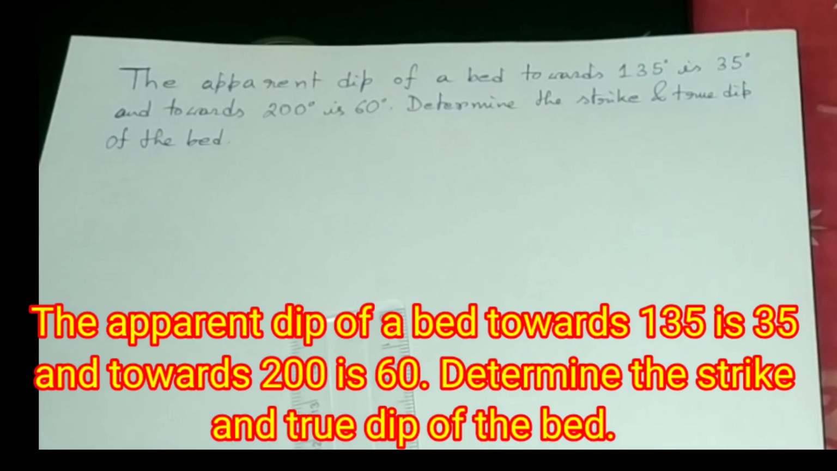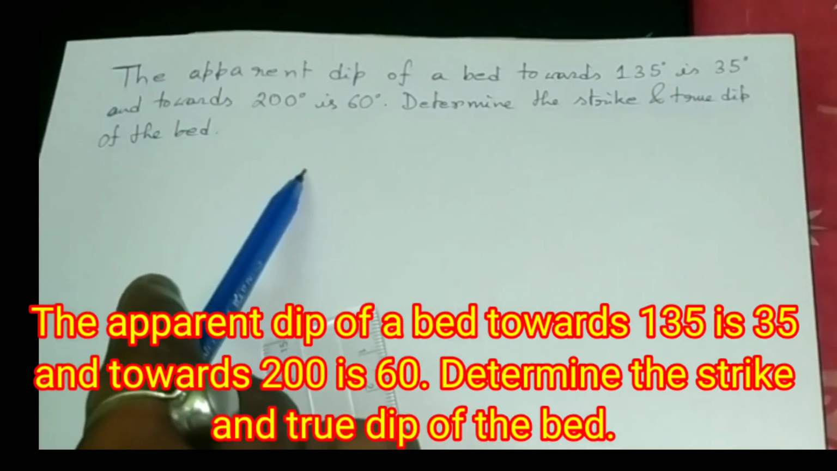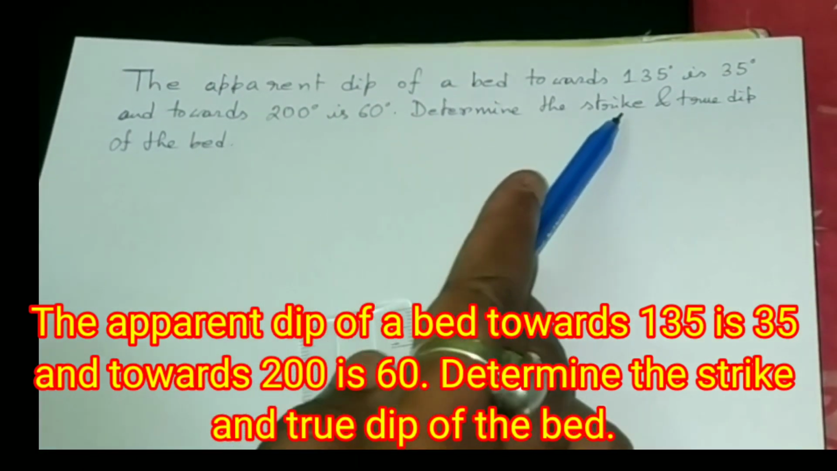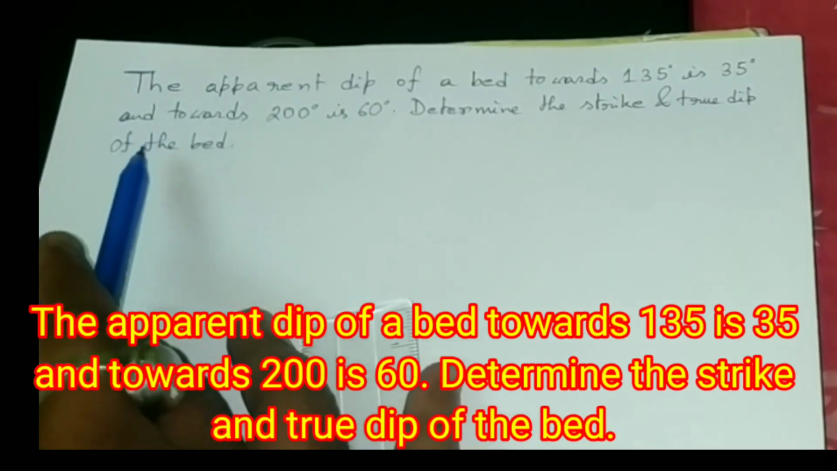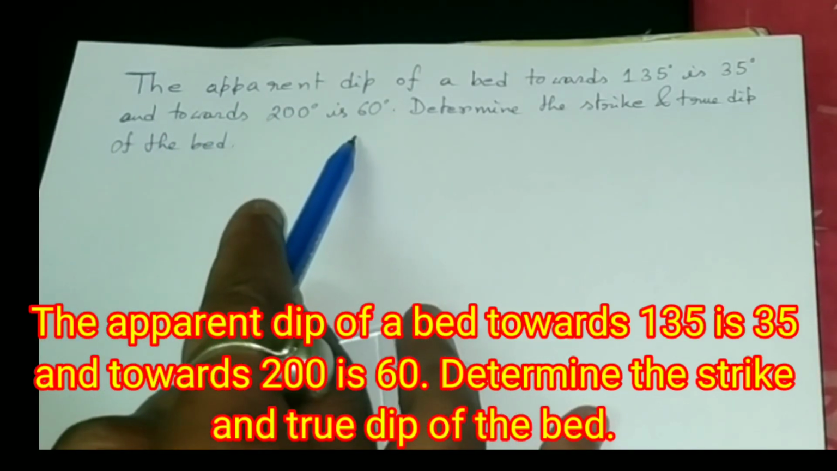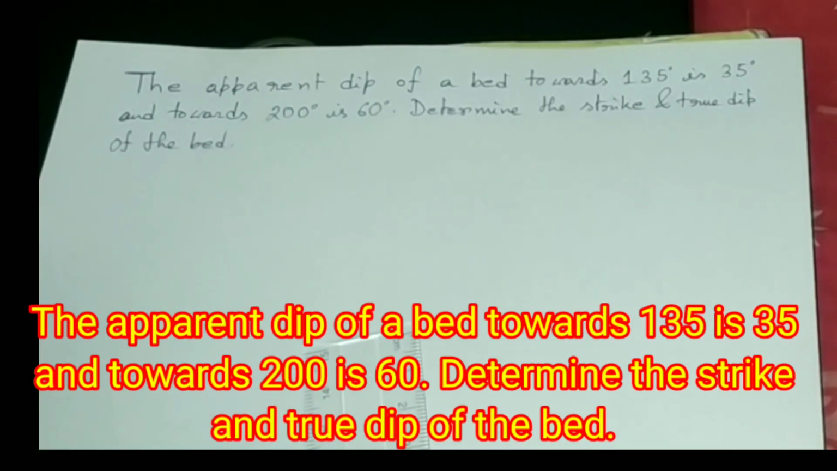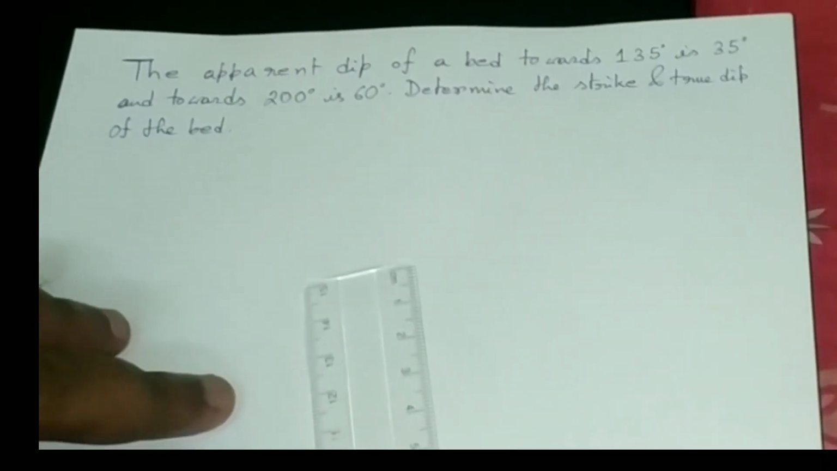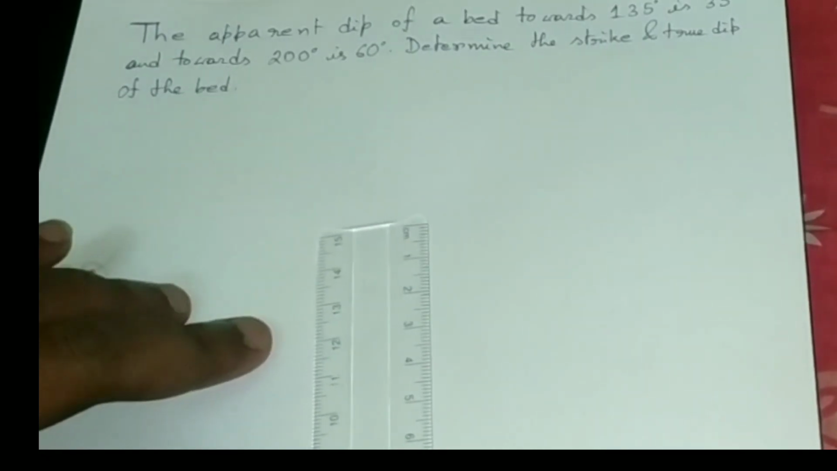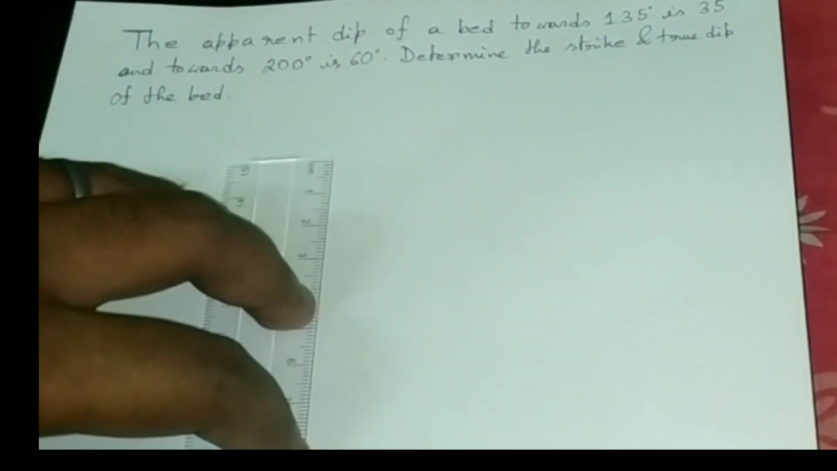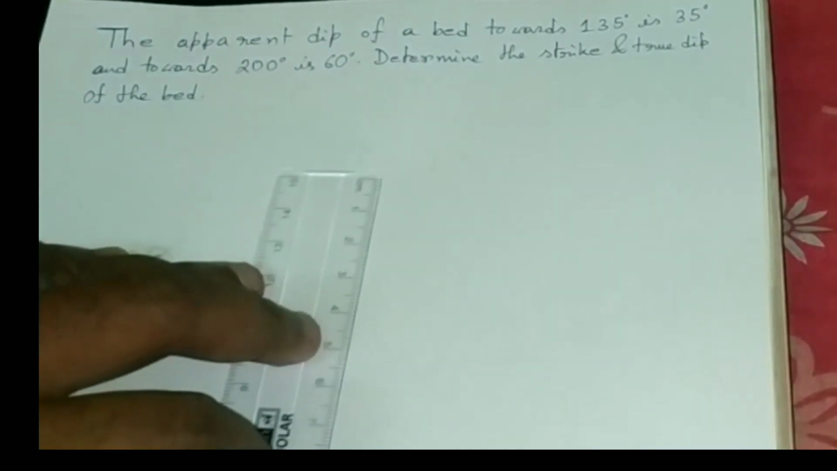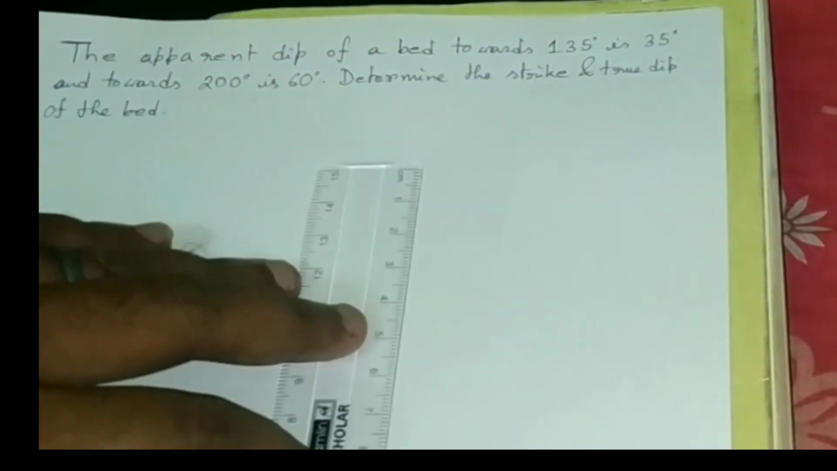So let us start. So this is the problem. The apparent dip of a bed towards 135 degree is 35 degree and towards 200 degree is 60 degree. So determine the strike and true dip of that bed. So for that, what we need to do is we have to take the help of our plan and section as we demonstrated in earlier videos.